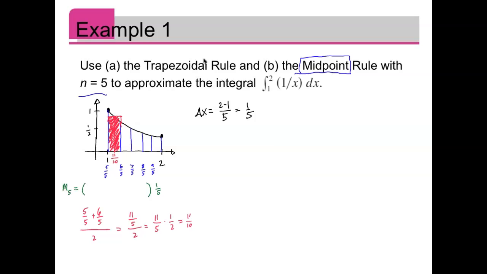What about the next one? We could add these and divide by 2. Kind of a pain. The other thing you could recognize is that if there's delta x between the indices, so from here to here is delta x, there's also delta x between the midpoints. So here to here is also delta x. So I could just add 1/5 to get to the next midpoint, right? Well, 1/5 is what? 2/10?